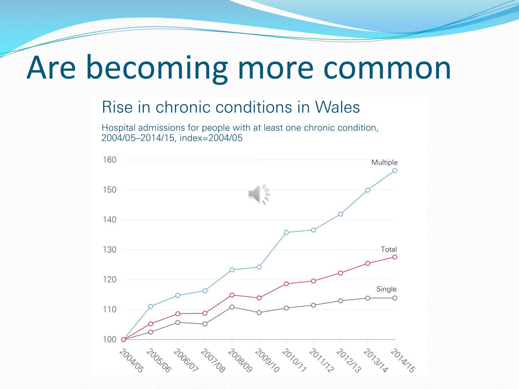And long-term health conditions are becoming more common. We can see on the figure, from 2004-5 up until 2014-15, there's a general increase in the prevalence of long-term health conditions. Not only that, there's also an increase in patients with multiple long-term health conditions, so multiple comorbidities.